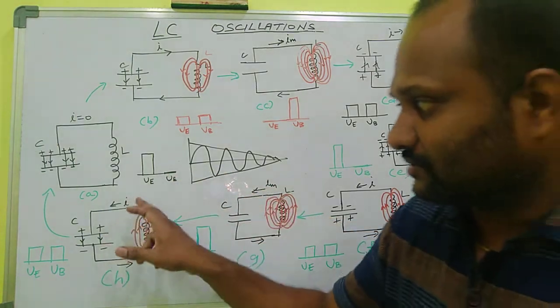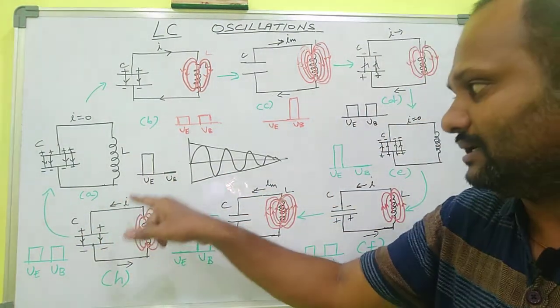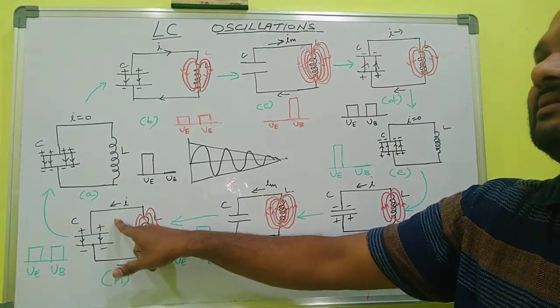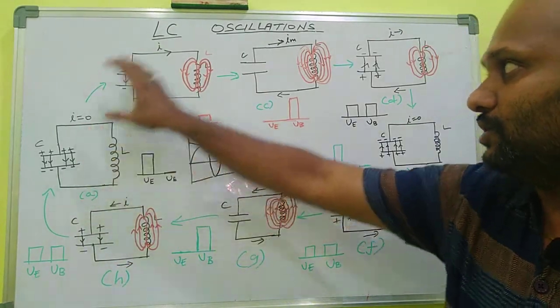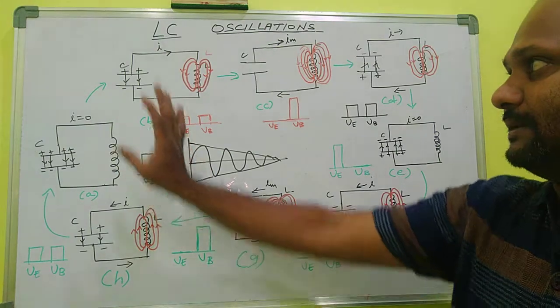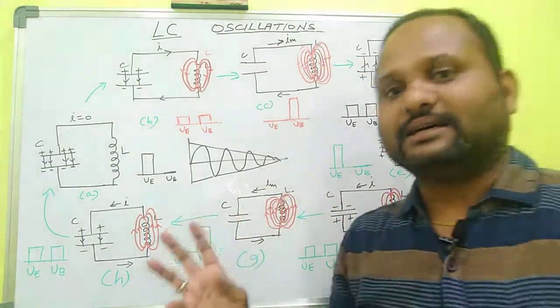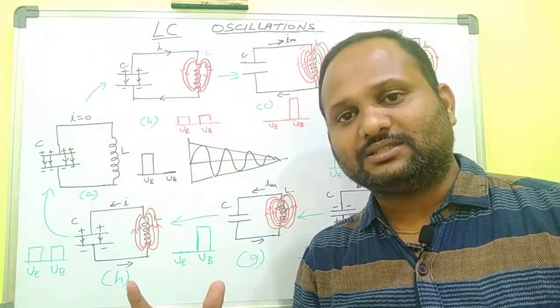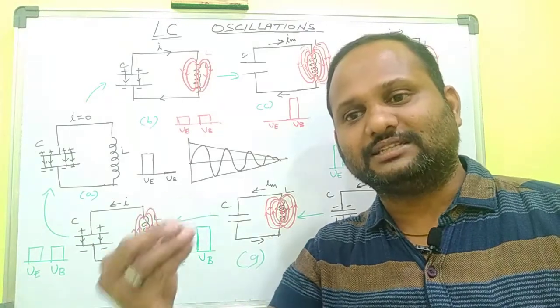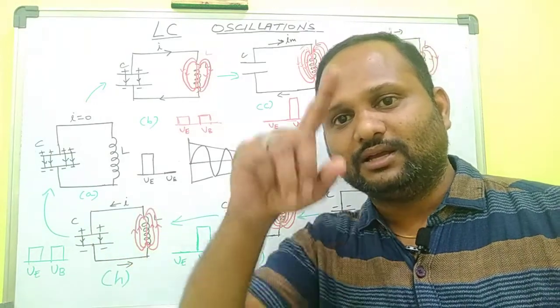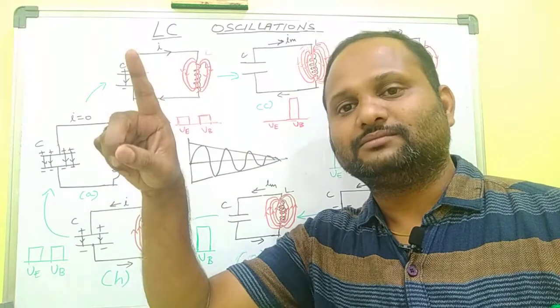Then the current goes in the anti-clockwise direction, but the current decreases, then the current goes to 0. So due to the changing value of the current, LC oscillations are produced. The shape of the LC oscillations is in the shape of sine waves.